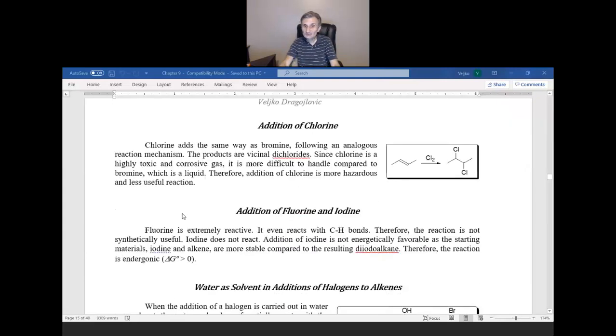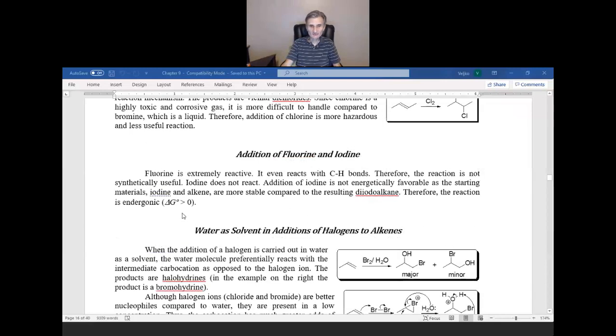Addition of chlorine is exactly the same as addition of bromine. Exactly the same. The only thing is you replace Br with Cl. Same mechanism, everything is the same. And as I mentioned before, fluorine and iodine, those reactions are not preparatively useful.